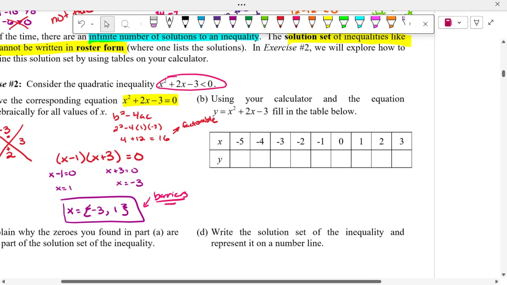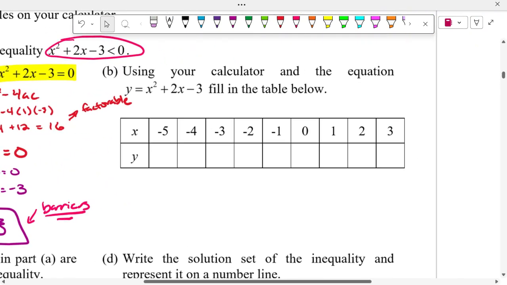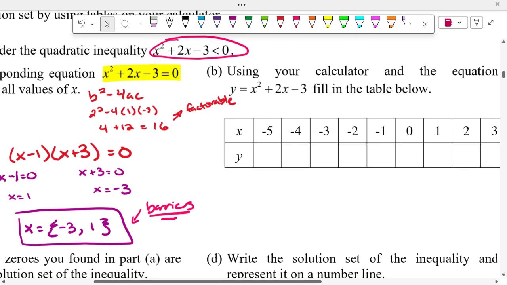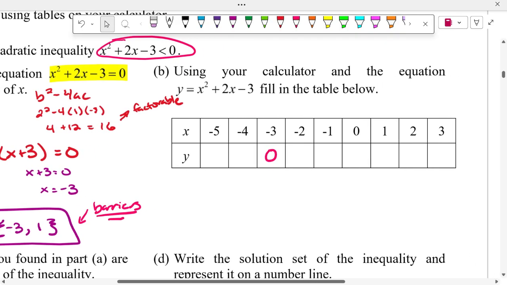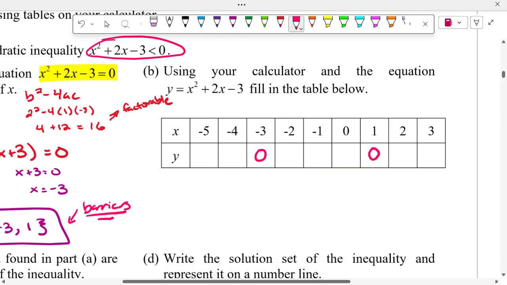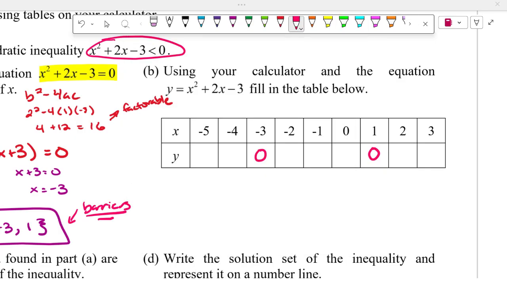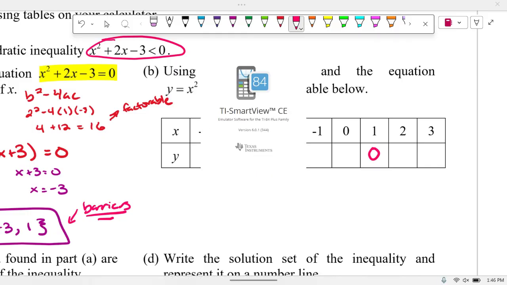So now we can see kind of what's going on. We know that when it's at negative 3, it's 0. We know that when it's at 1, it's 0. Now we need to find the other values. What's a very quick way that I can find them without having to just plug and chug? Using the calculator, you can generate a table. If I pull up my calculator, who remembers how to generate a table in your TI?